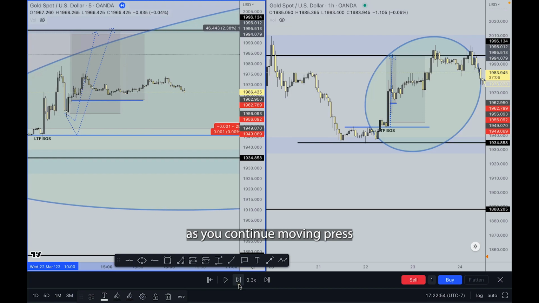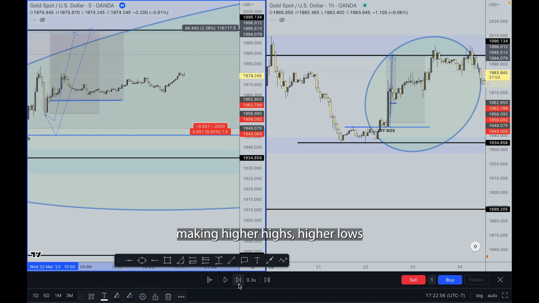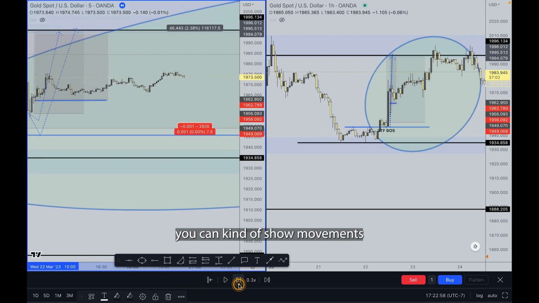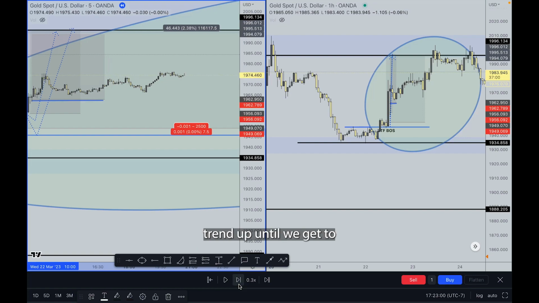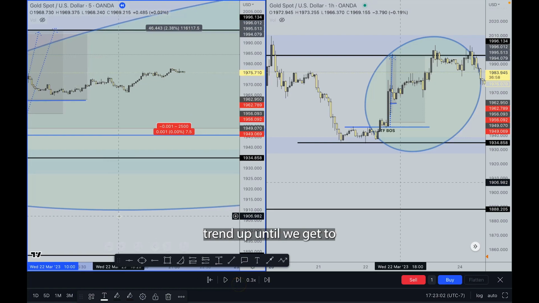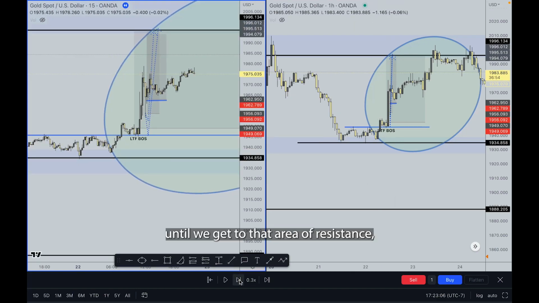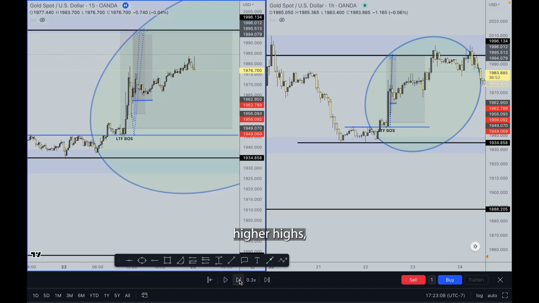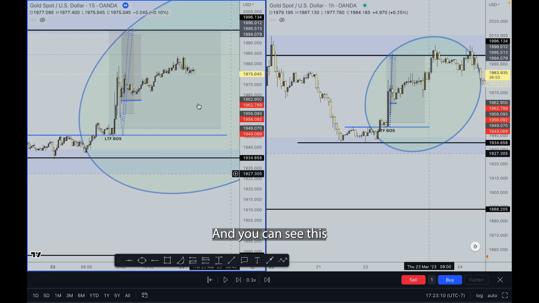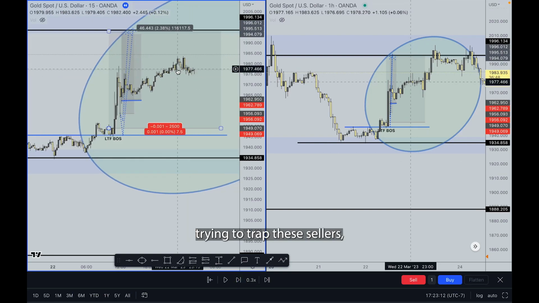As you continue moving, price is making higher highs, higher lows, making counter trend movements, and then pushing with the overall trend up until we get to, I'm going to go to a higher time frame so it doesn't take as long, that area of resistance. Higher highs, higher lows, higher highs, higher lows. And you can see these little counter trend movements trying to trap these sellers, trying to catch the high.